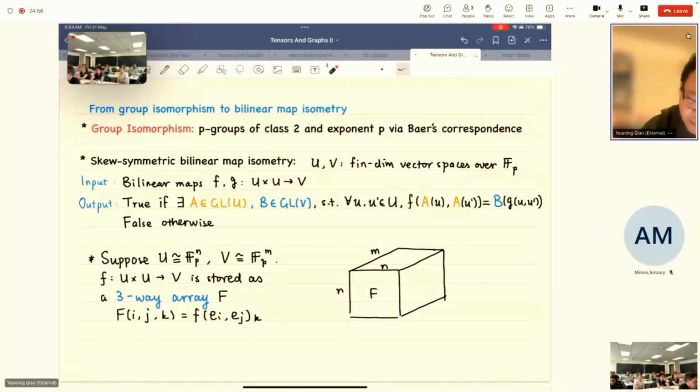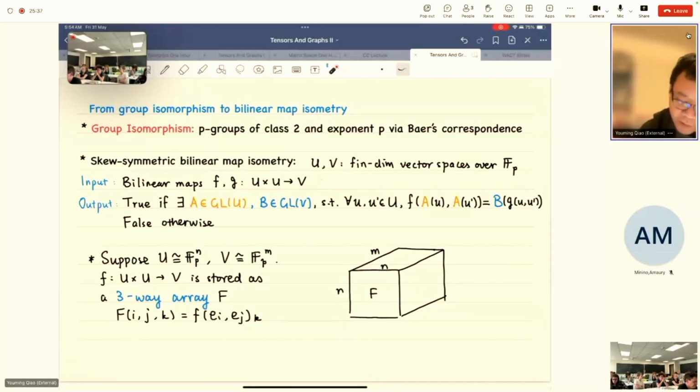So first, let's review a little bit about group isomorphism, the p-groups of class 2 and exponent p, via the so-called Baer correspondence. It turns out that this problem is essentially equivalent to the following problem, for the skew-symmetric bilinear map isometry. Here you have two vector spaces, U and V, over, let's say, F_p, the finite field of order p. The input of this problem will be two bilinear maps from U cross U to V.